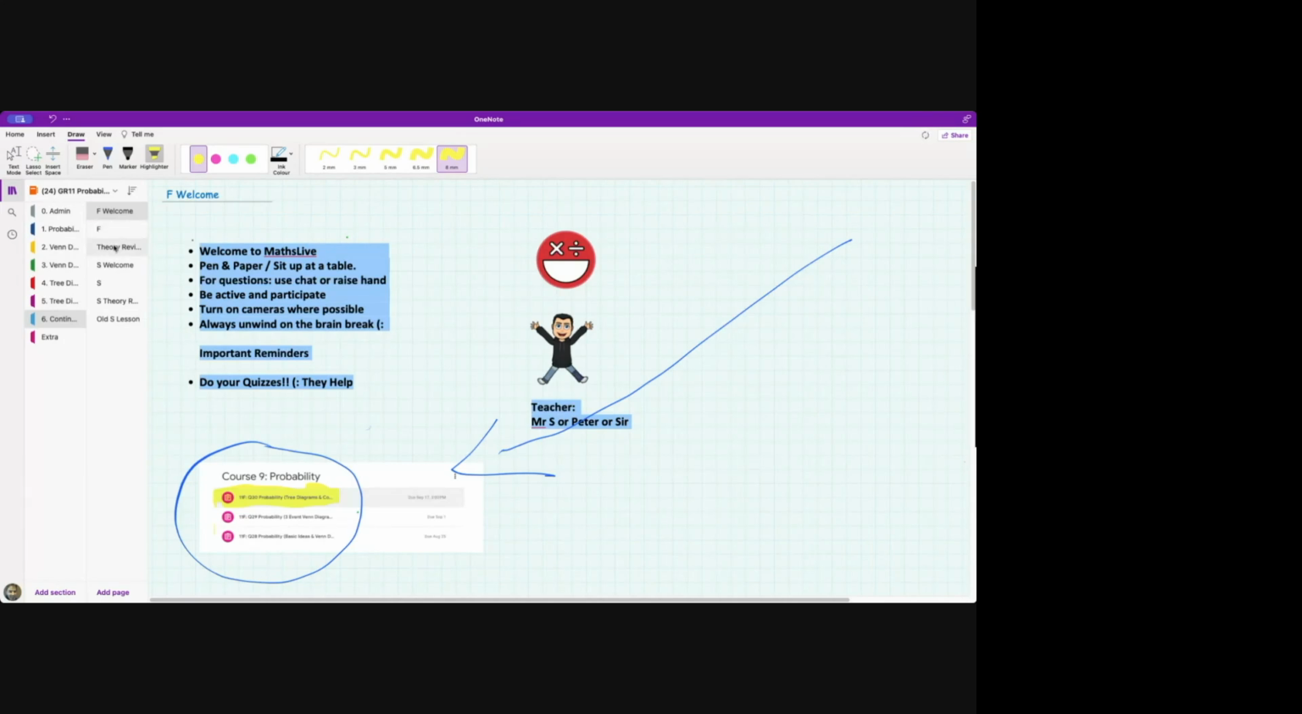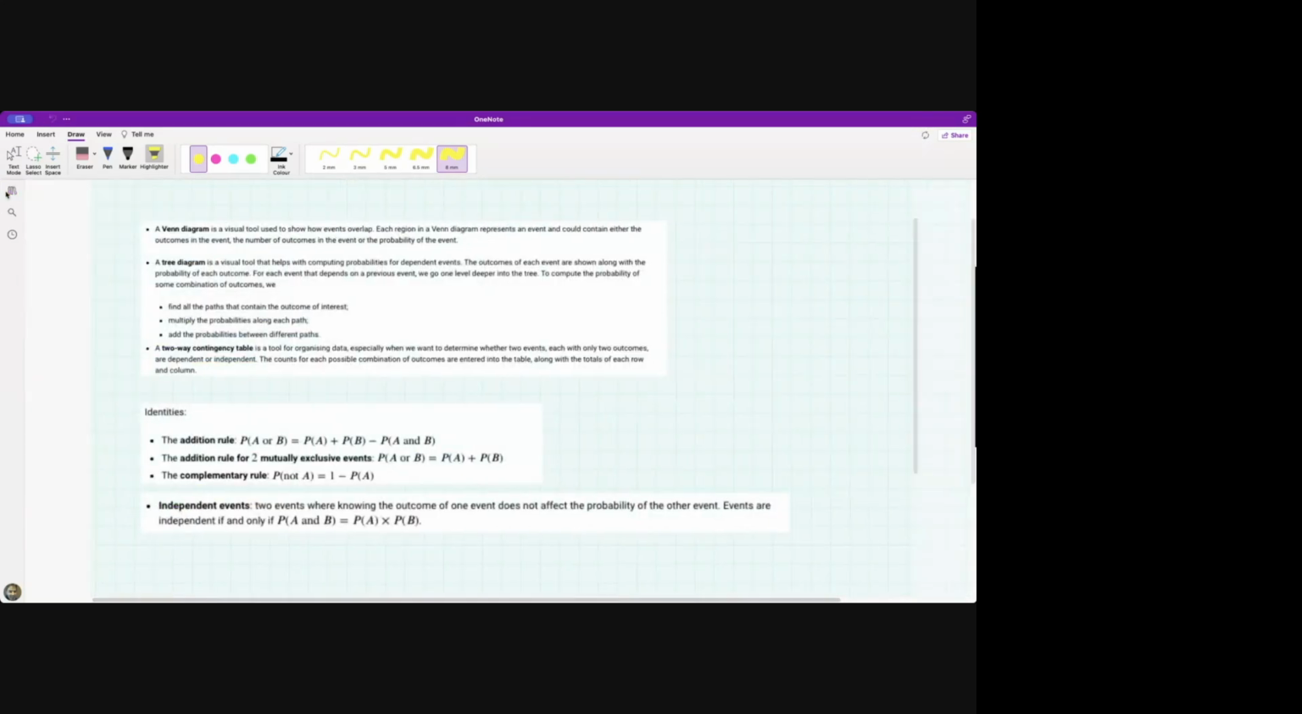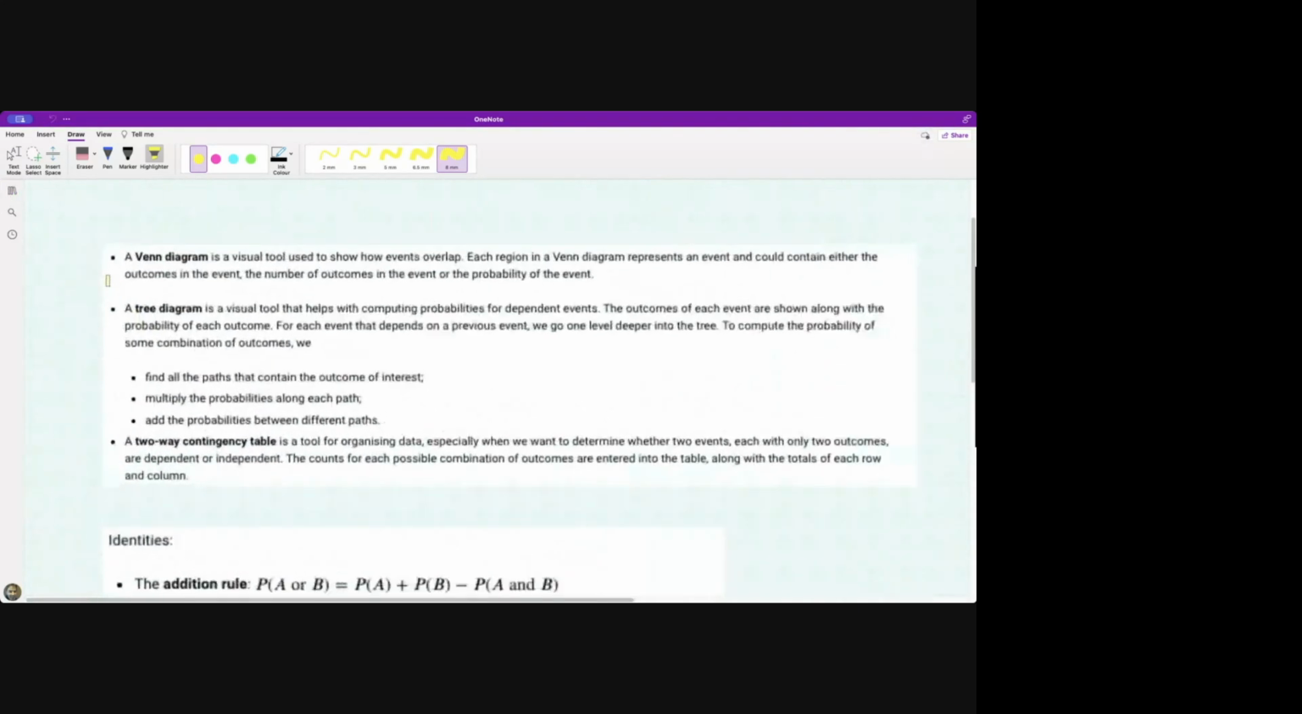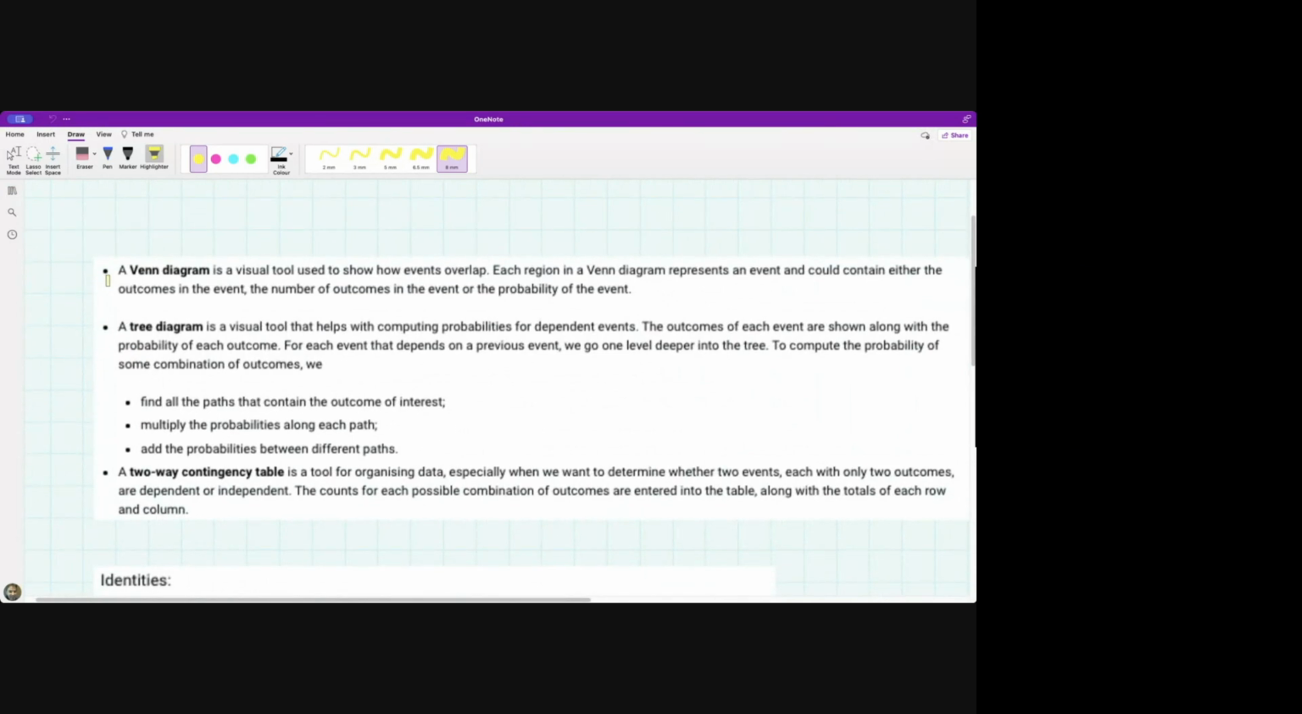Let's just do a little walk down memory lane. Oh my goodness, look at all these words. Okay, so let's go back a little bit and say we've learned about something called Venn diagrams, a visual tool that shows how events overlap. So that was something we learned about.